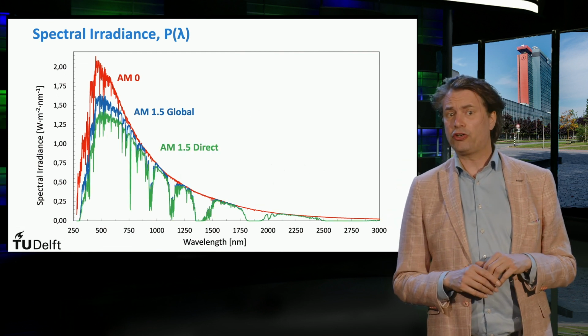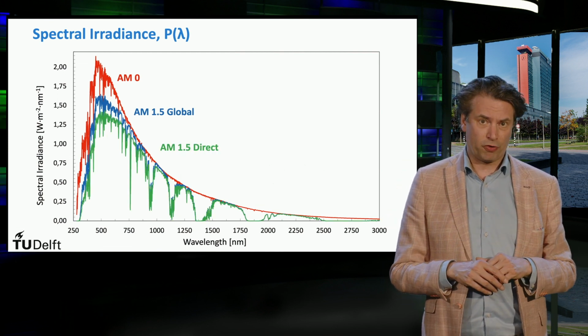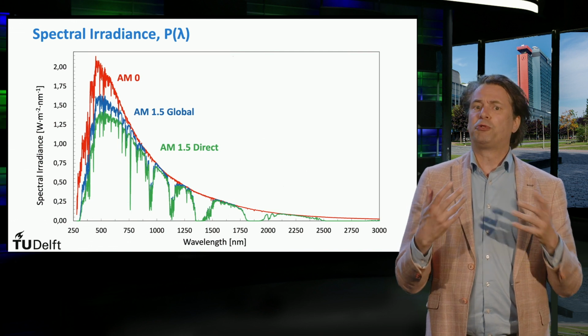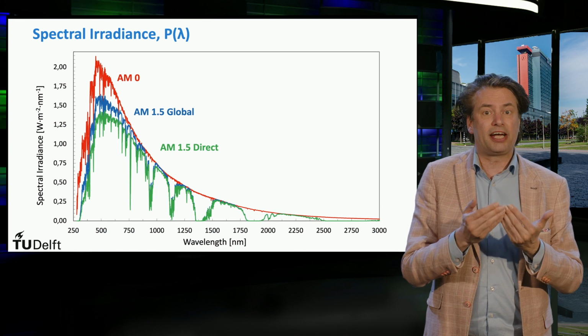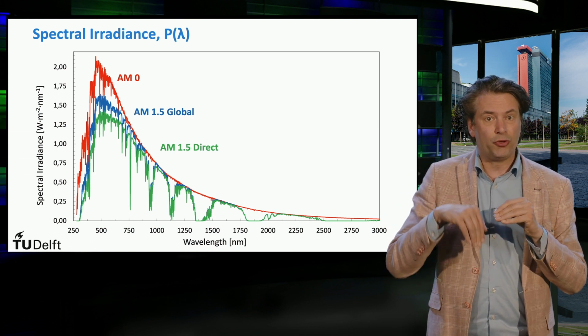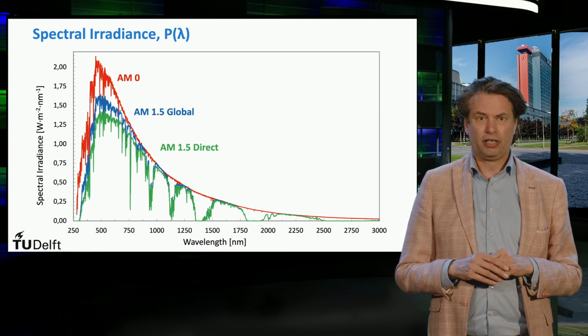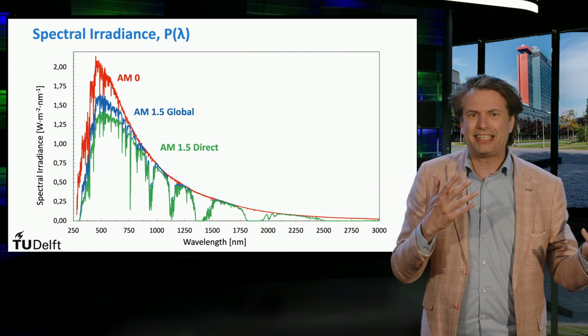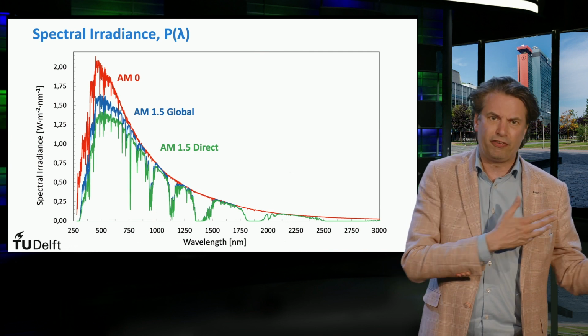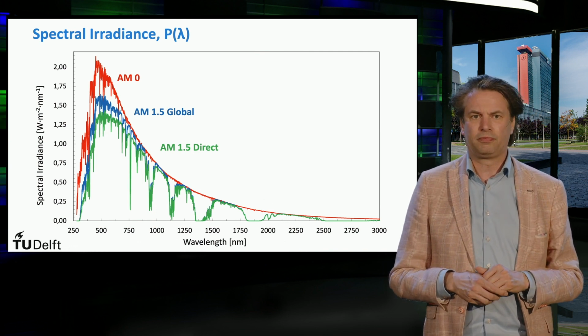Instead, the green curve is the direct AM1.5 spectrum. It is obtained from the global AM1.5 spectrum by considering only the light shining in the direction normal to the illuminated plane. The shape of this spectrum is very similar to the blue curve, but its intensity is sensibly lower in the visible part of the spectrum.